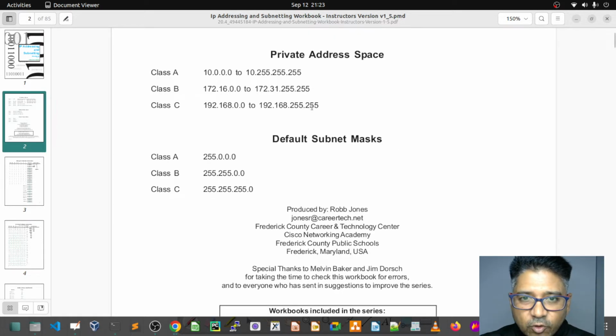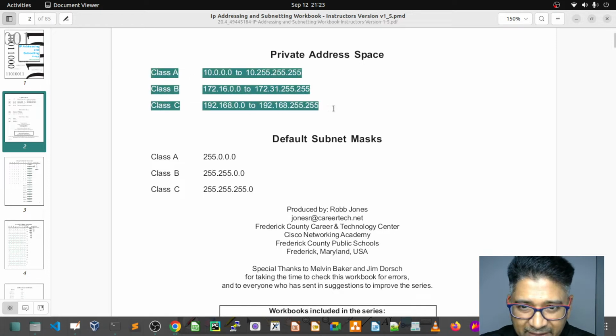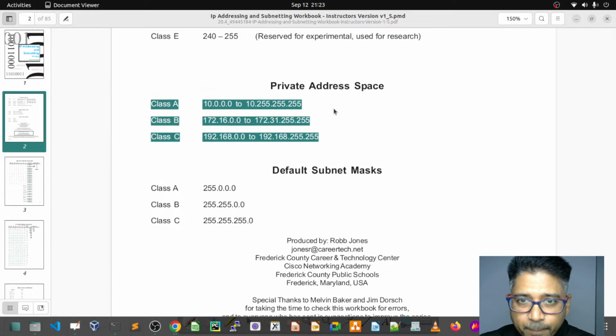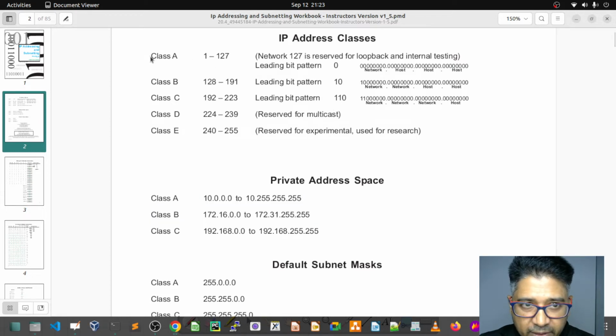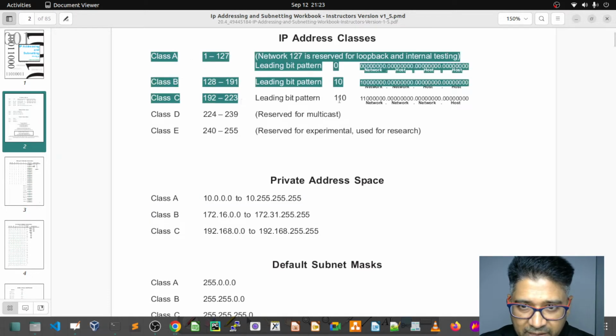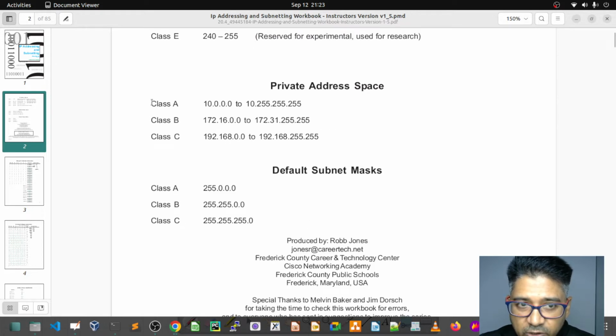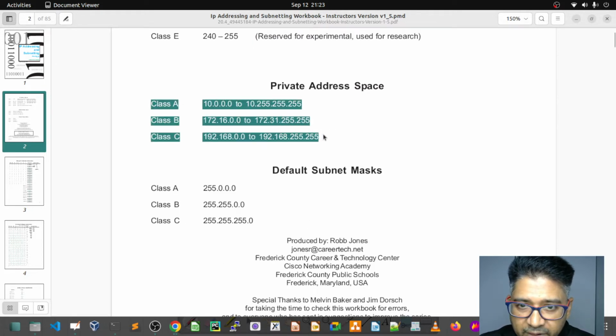Now, next topic, private address space. We have class A, B, and C. There is a public address and a private address. So this is the complete range of class A, B, C. In that, a range is reserved for private use, meaning it is not routable and is not going to be used on the internet. This is going to be free IP address space. You can select the subnet, or do subnetting, from this.